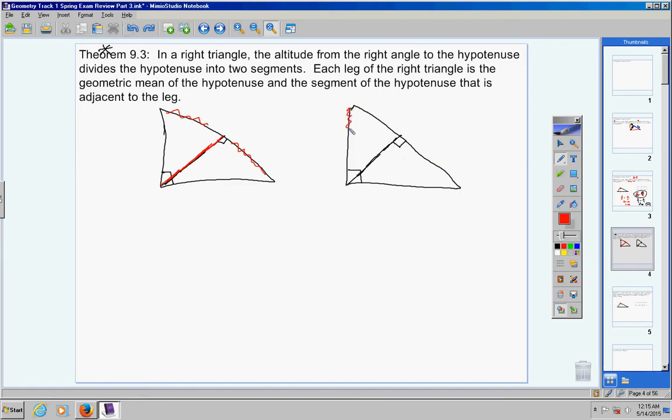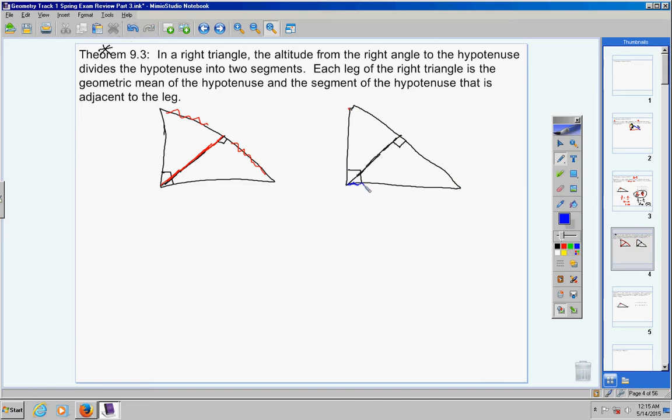This leg here is the geometric mean of the entire hypotenuse and this little segment here that is touching this leg right here. So this red segment is the geometric mean of this whole length and this here. Now also, students, we can apply that to the other leg.